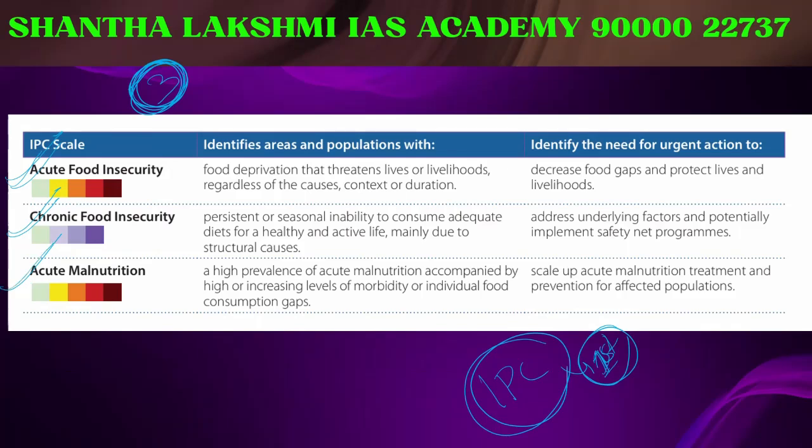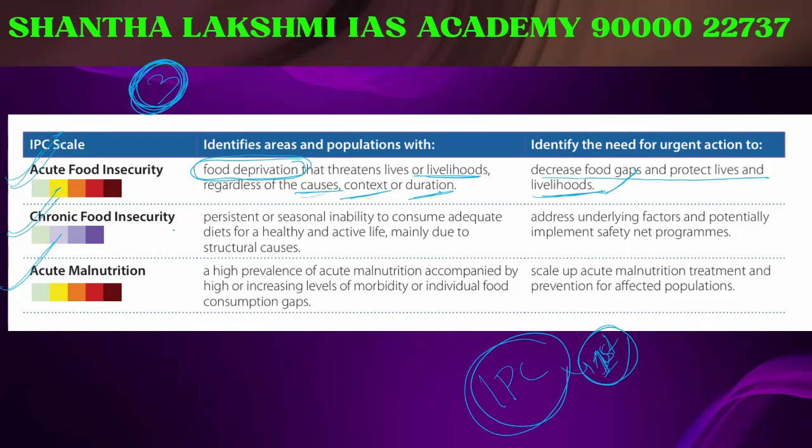Under acute food insecurity, how will it classify an area? See, food deprivation that threatens lives or livelihoods regardless of the causes, context, or duration. Here it is the food deprivation which threatens lives or livelihoods without regard to cause, context, or duration. This is classified as acute food insecurity. And what is the urgent need of action? To decrease the food gaps and protect lives and livelihoods is the urgent action to be taken and communicated to the countries.